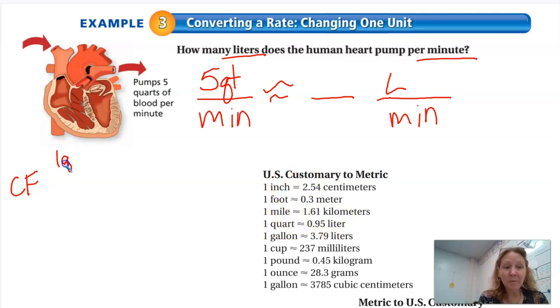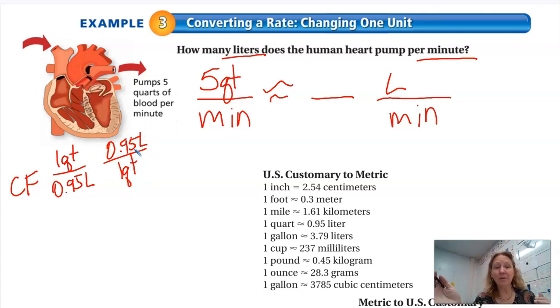So every 1 quart is equal to 0.95 liters, or 0.95 liters equals 1 quart, right? You don't do anything fancy with the conversion. You just figure out which one needs to be on top. Literally, the second option that I write down is always just the reverse order.